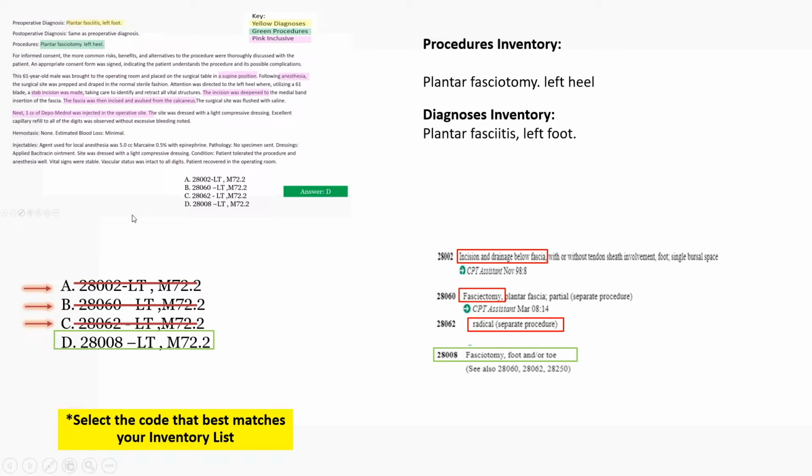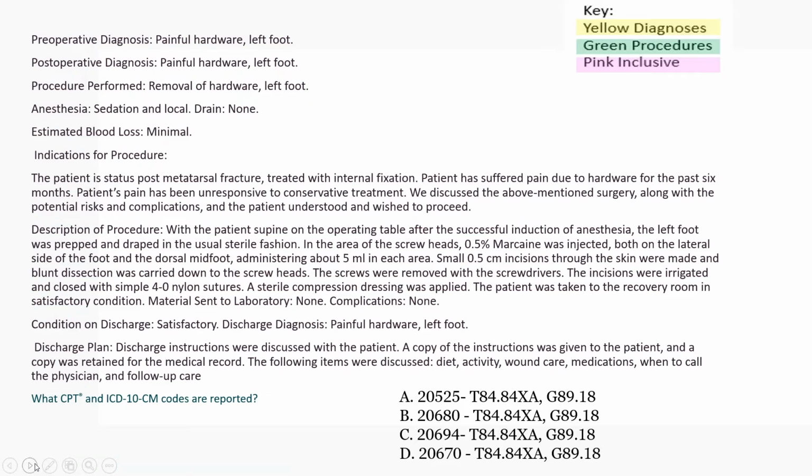Okay, coders, that was the first scenario in the musculoskeletal chapter. Let's move on to the second scenario. And let me invite Ms. Dolly to read out the scenario. Ms. Dolly, stage is all yours.